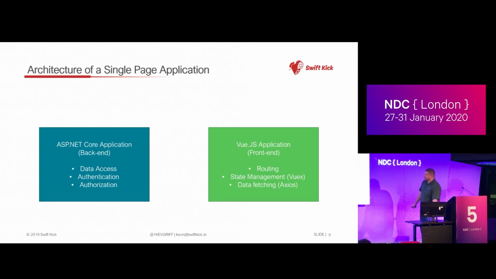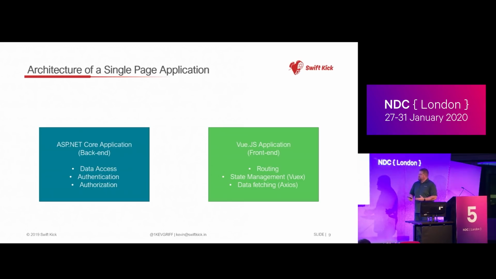On the right side, I have my front end, my Vue.js app. And this is responsible for just showing things to the user. This is my UI. And a couple big things it will be responsible for: routing, or more importantly, what should I show the user based off what's in the address bar.